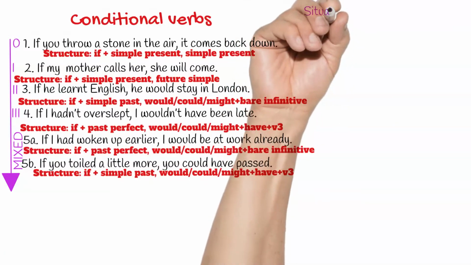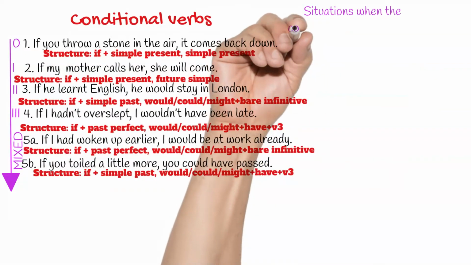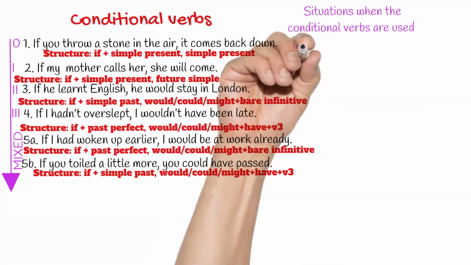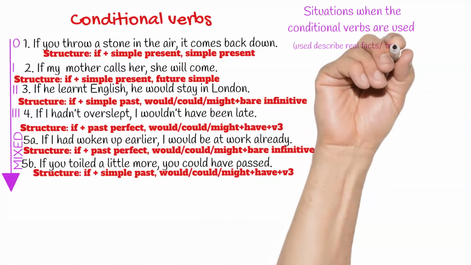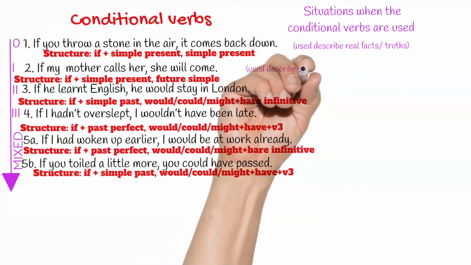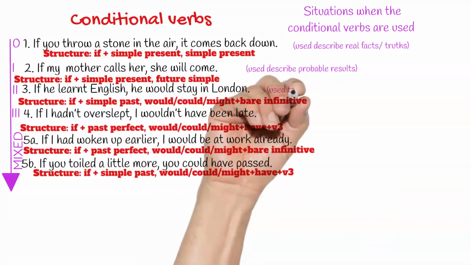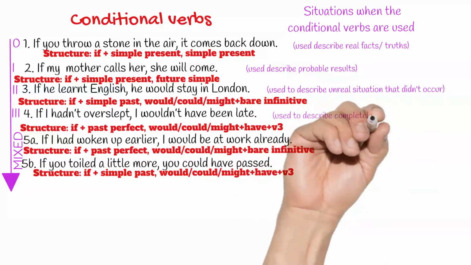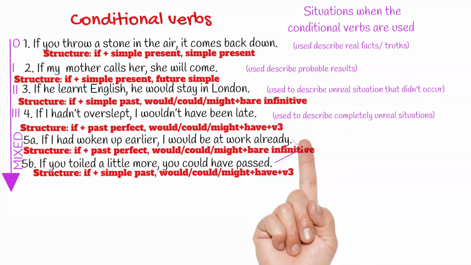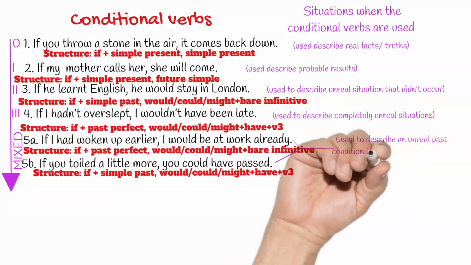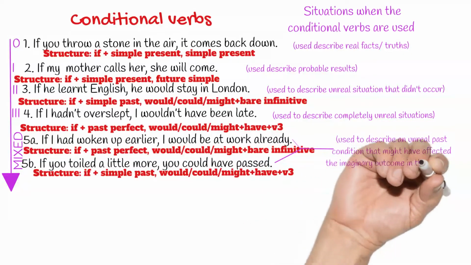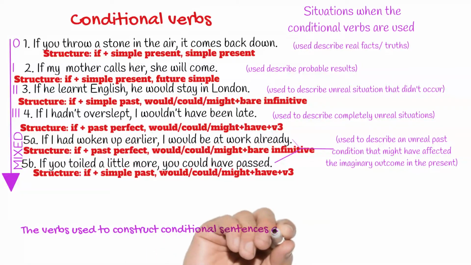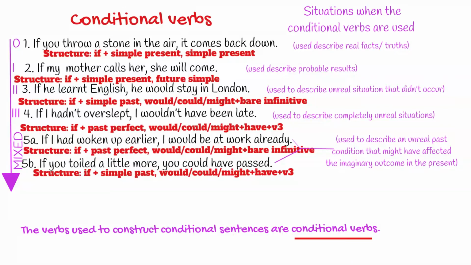We use conditionals to express many of our day-to-day real and unreal situations. There are 5 conditional sentences which you can see now on the screen one by one. Note the structures of all the conditionals carefully. Understand the situations under which we use different types of conditionals. I repeat, the verbs used to construct conditional sentences are conditional verbs.